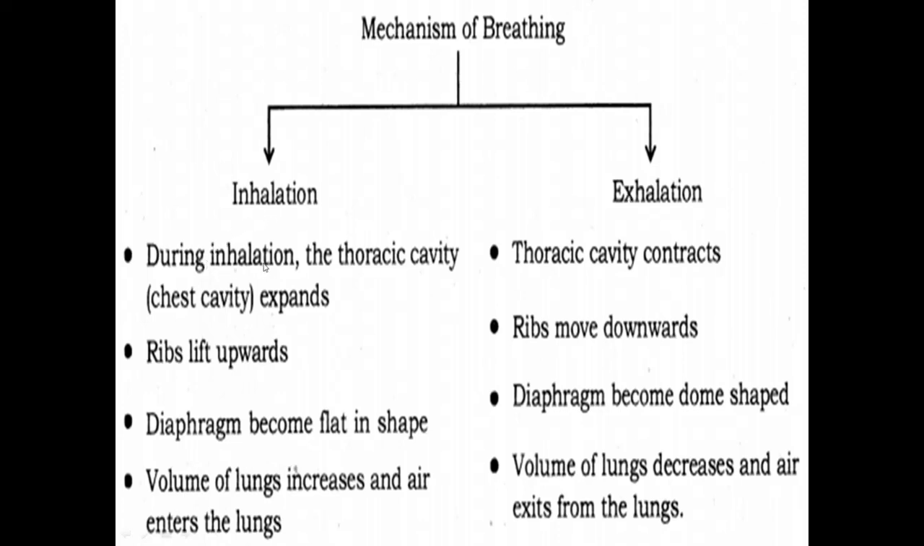So during inhalation, what happens? The thoracic cavity, or chest cavity, expands. Ribs lift upwards, because the chest cavity expands. The diaphragm becomes flat in shape. The volume of the lungs increases and air enters the lungs. So the chest expands, ribs lift up, the diaphragm flattens, the volume of the lungs increases and air enters the lungs. This all happens during inhalation.